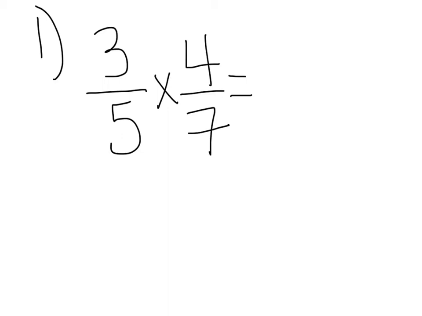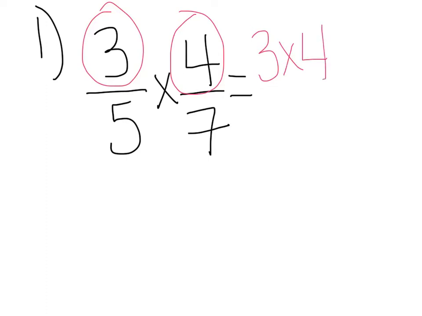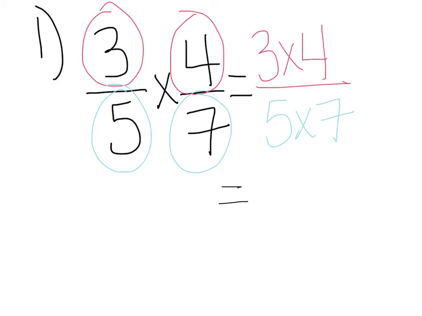To multiply fractions, all you have to do is multiply the numerator by the numerator. So we're going to have 3 times 4 over the denominator times the other denominator, so 5 times 7. So when I multiply the numerators, 3 times 4 is 12, and then I multiply the denominators, 5 times 7 is 35. So your answer is 12/35.